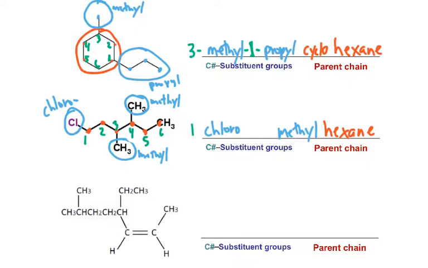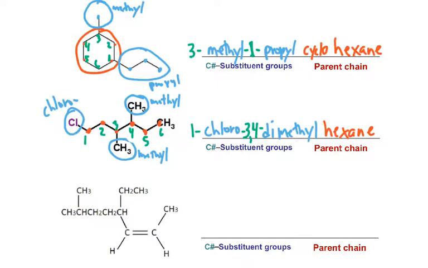So the chlorine is on carbon 1. And oops, I forgot one thing here. There's 2 methyl groups, so I need to use the prefix dimethyl to indicate that there's 2 of them. Another clue that there's 2 of them is that we're going to have 2 addresses. There's one on carbon 3, and the other one is on carbon 4. So I do 3,4. So this molecule is called 1-chloro-3,4-dimethylhexane. It's a mouthful, but they are exact directions on how to draw this molecule.